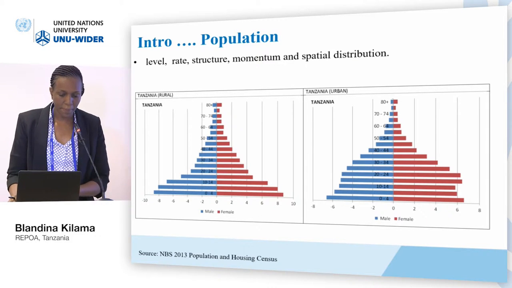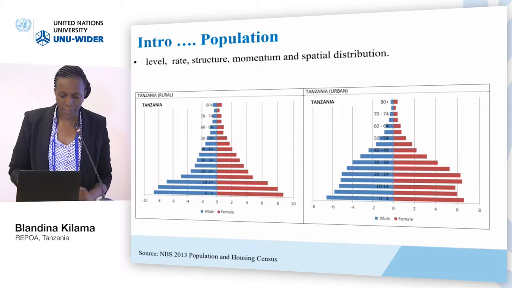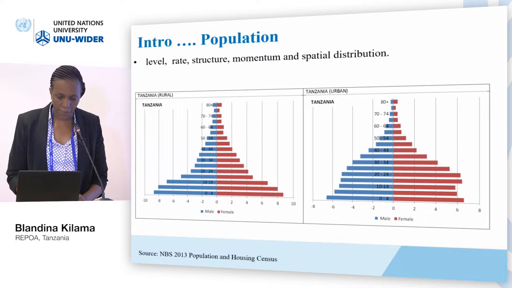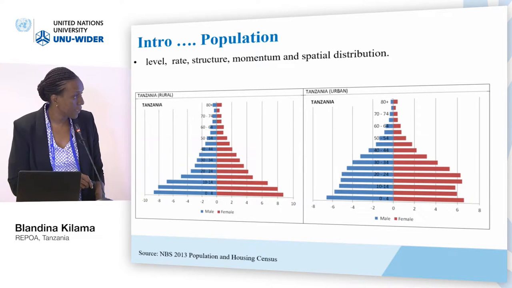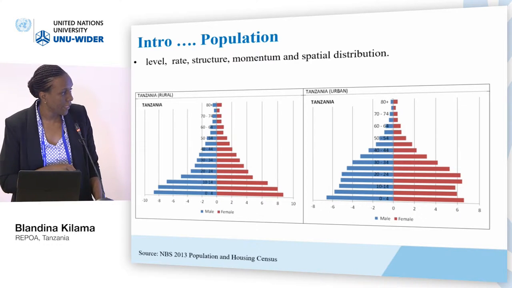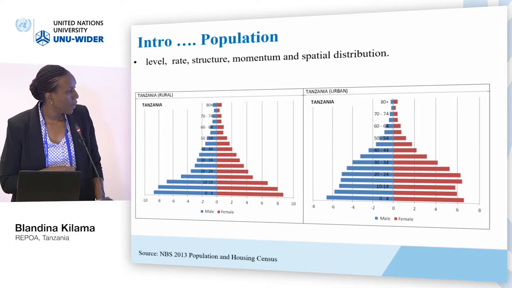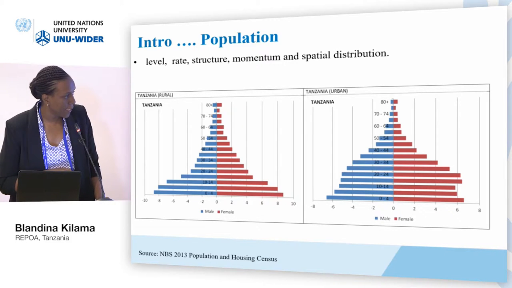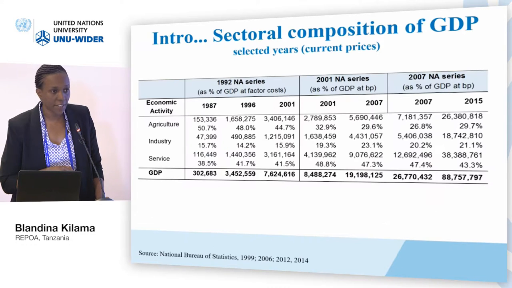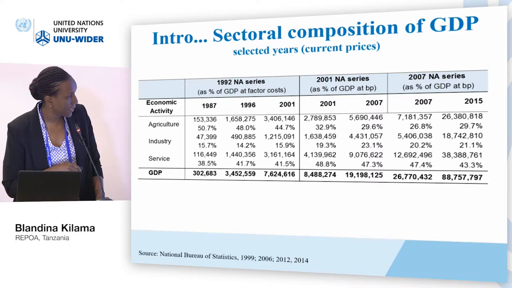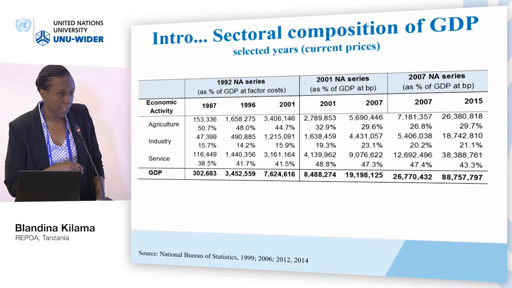Now, moving away from population, the next thing that I want to share is the sectoral composition of GDP. In particular here, I'd like you to look at the last two columns, where I share the GDP in terms of industry, agriculture, and services. What you see is that over the years, the contribution of agriculture has been less than 30%, that of industry is around 20, and that of services is around 47. But just before the structural adjustment program, in 1987, agriculture's contribution to our GDP was around 50.